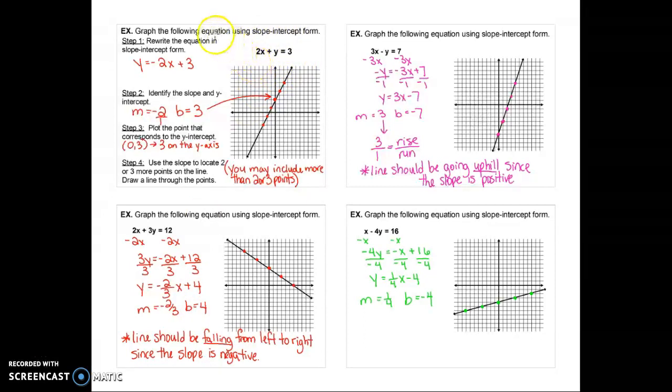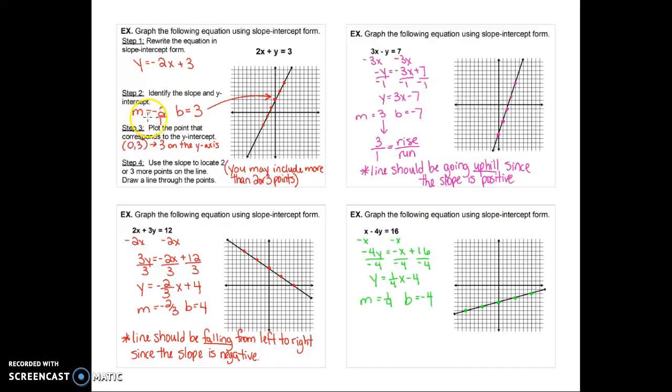So step 1, because it says using slope-intercept form, you're going to have to pay attention to the directions when you go to take these tests. Okay, it tells you you have to use slope-intercept form. So my step 1 needs to be to put this into slope-intercept form. I need to isolate that y. So to do that, you subtract the 2x to the other side, which gives you y equals negative 2x plus 3. Okay, so step number 1 is just to rearrange it. Step number 2 is to do what we've been doing so far. Identify the slope and the y-intercept.